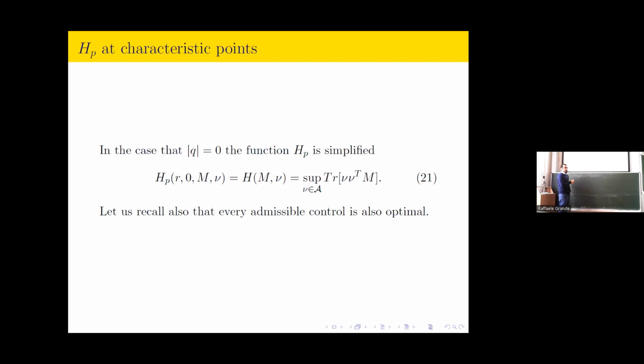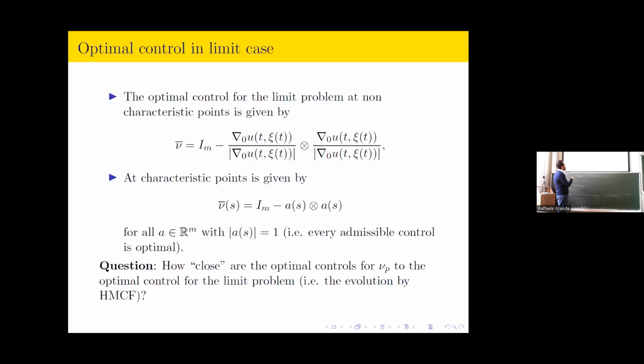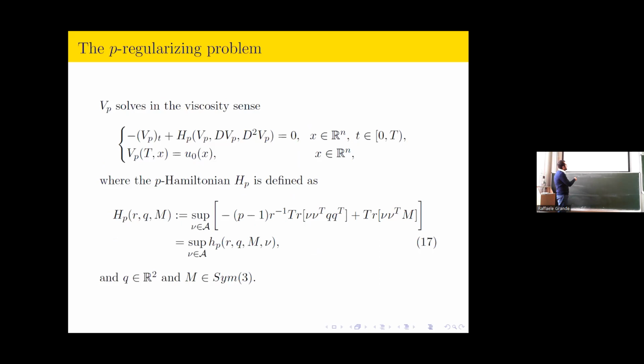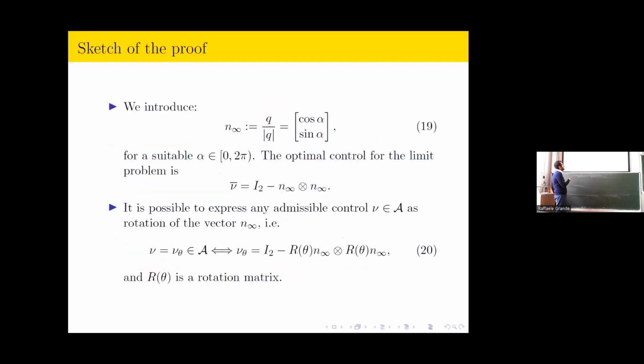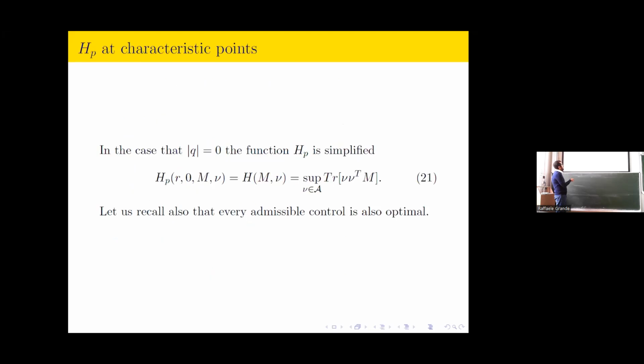At the characteristic point, the situation is much simpler because this Q here at the characteristic point can be represented by a null vector 0, 0. So this whole part disappears. So we have only the trace of this matrix. And we recall that all the admissible controls are also optimal.